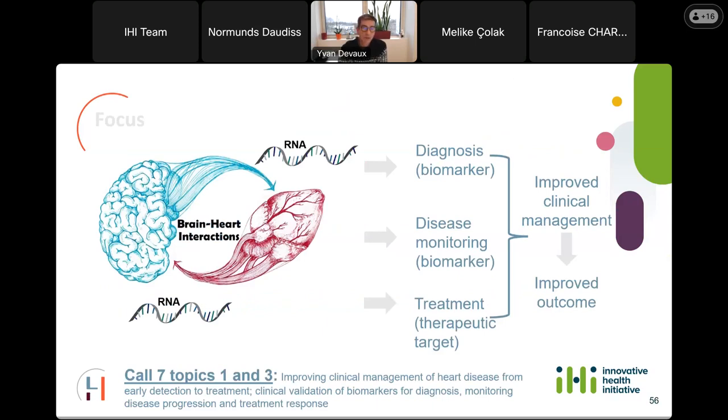Biomarkers and also especially RNA biomarkers, because we believe that these small molecules that are circulating in our blood can mediate some of the interactions between the brain and the heart, as you can see on this drawing, which are very important and which can be used to define some novel biomarkers for the diagnosis, for disease monitoring, and also to treat the patients.